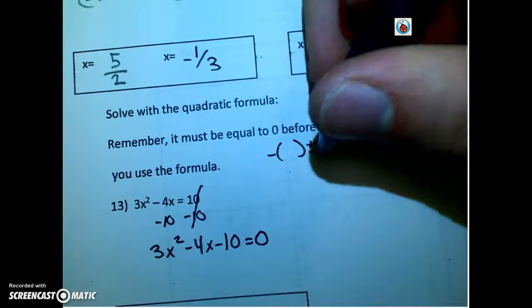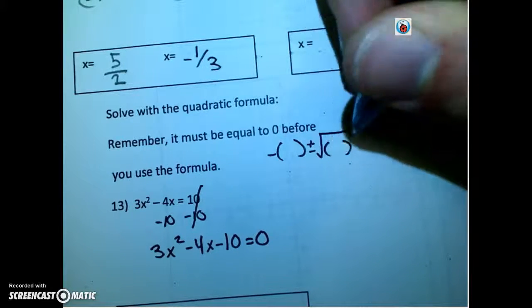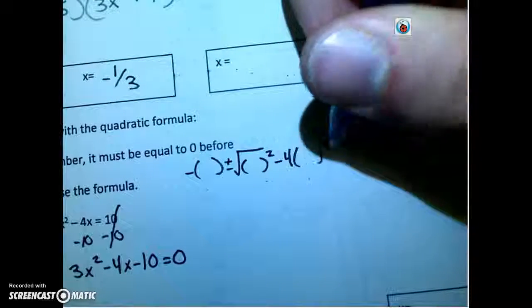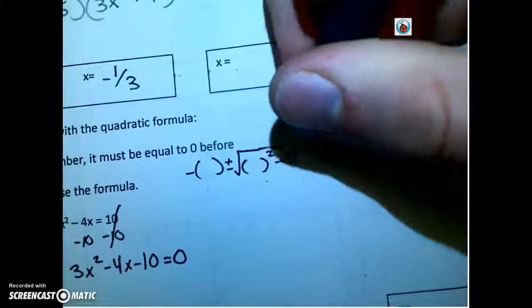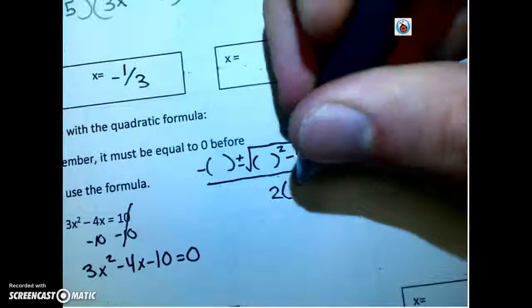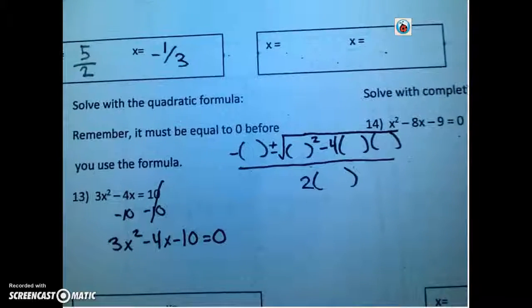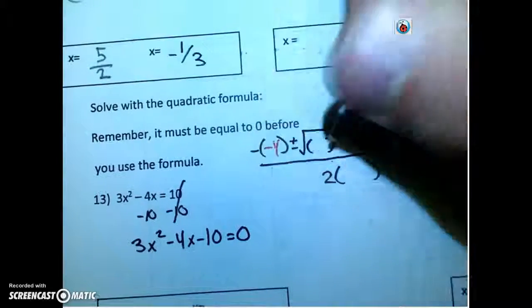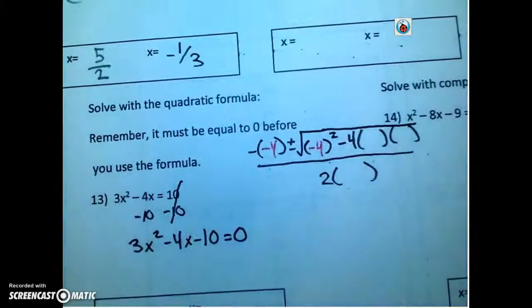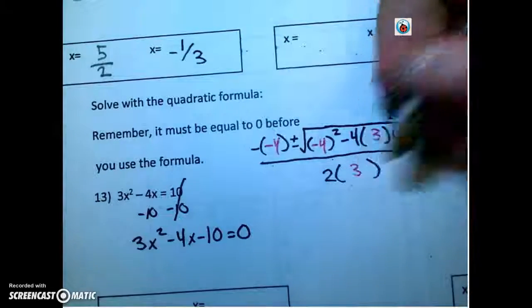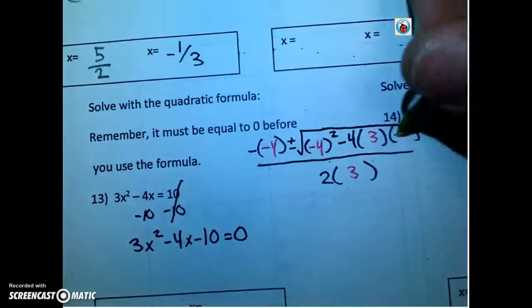Plus minus our 4ac, all over our 2x. So let's fill in our different values. Well, our b value here is a, right, our a value looks like it's a 3. And our c value is the negative.